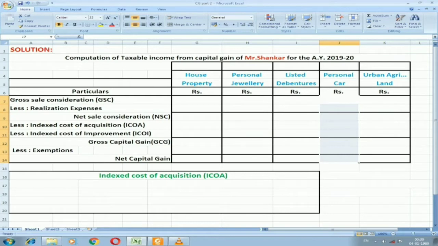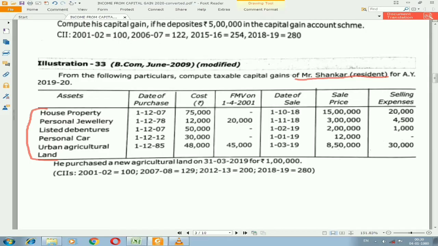Exempted assets can be any movable properties used for personal purposes, except gold, jewelry, sculptures, paintings, drawings. Agricultural land situated in a rural area will also be exempted. Gold deposit bonds will also be exempted, and any stock traded or used for the business will also be exempted. In this illustration we have 5 assets, of which 3 we need to check properly: personal jewelry, personal car, and urban agricultural land.